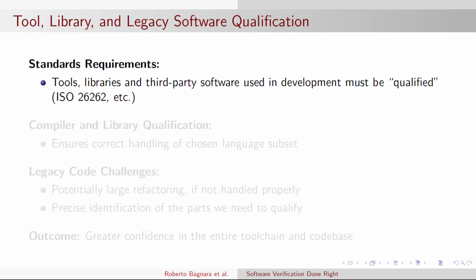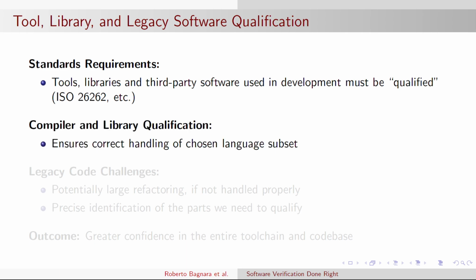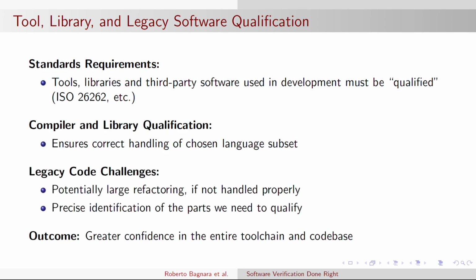One of the important requirements in functional safety and cybersecurity standards is that tools, libraries, and third-party software have to be qualified, meaning that some sort of argument has to be provided whereby the tools, libraries, and third-party software are fit for purpose, and they respect the safety and security requirements of the project. We will have a guest that will talk in particular about compiler and library qualification. This ensures correct handling of the chosen language subset, and it is, of course, very, very important.